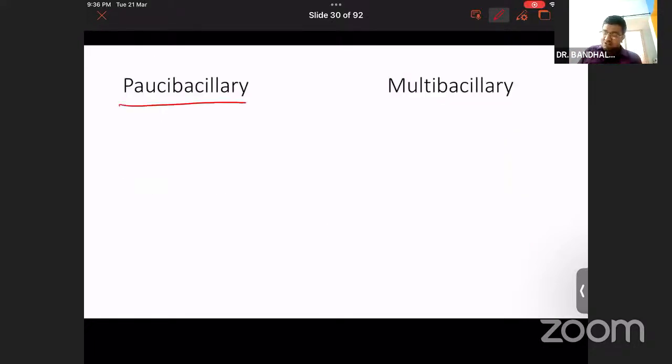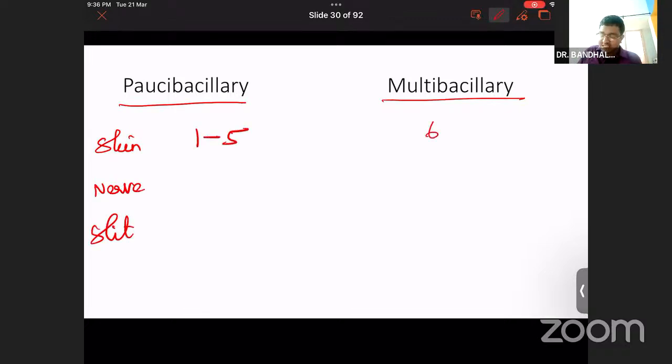So, according to WHO and NLEP, leprosy is divided into paucibacillary and multibacillary based on 3 things: skin lesions, nerves, and slit skin smear. If there are 1 to 5 lesions, it is paucibacillary; if 6 or more, it is multibacillary. Whenever there is 1 nerve, it is paucibacillary; 2 or more nerves thickened, it is multibacillary. Slit skin smear will be negative here. Here it is positive for AFB.